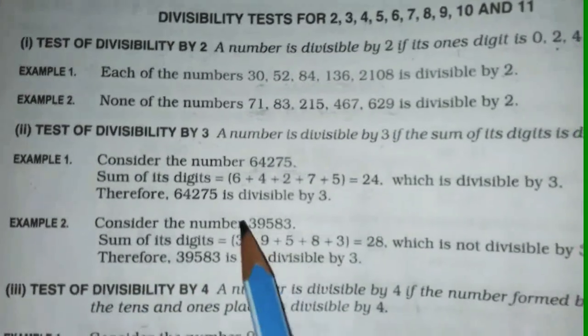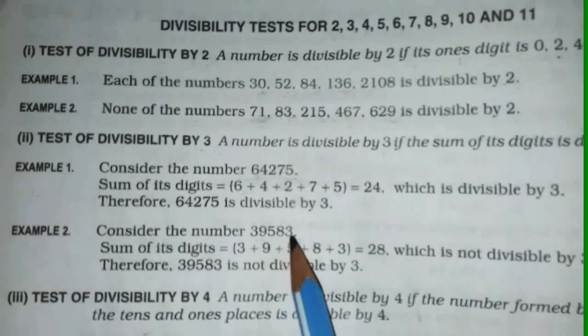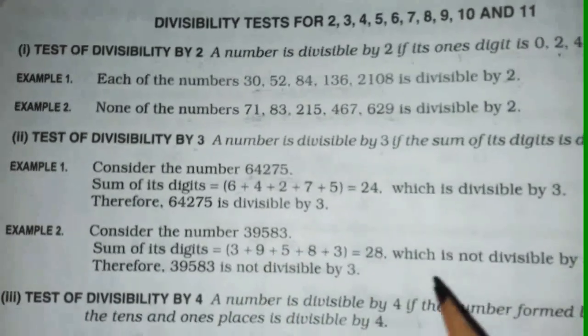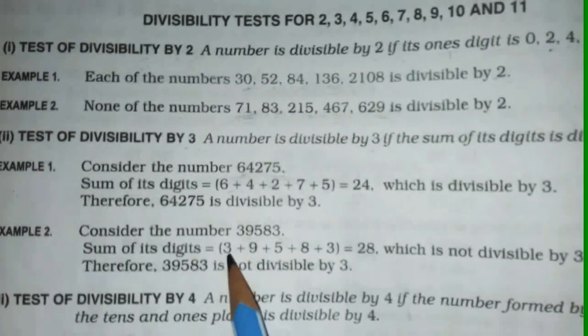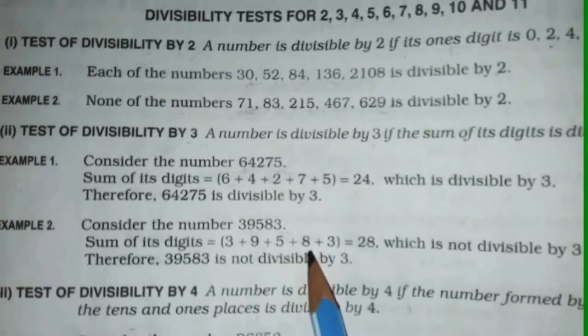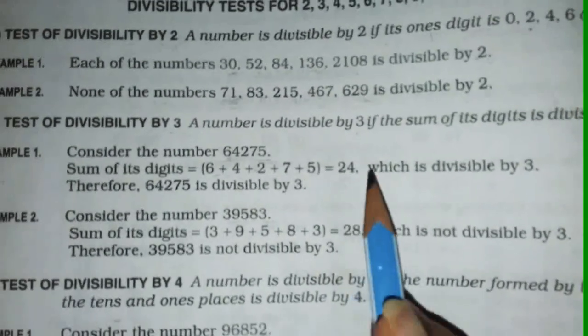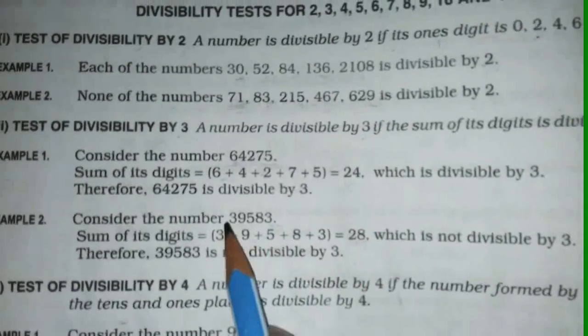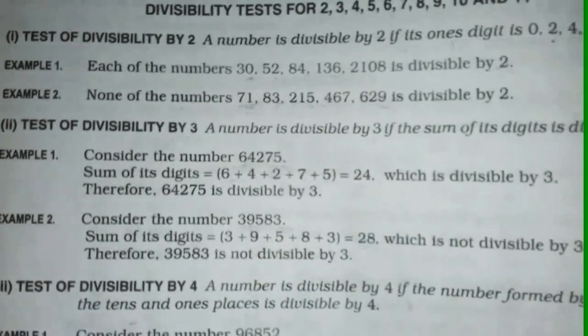Example 2, here the number 39,583. First we find the sum of digits. 3 plus 9 plus 5 plus 8 plus 3 is equal to 28. 28 is not divisible by 3. Therefore, this number is also not divisible by 3.